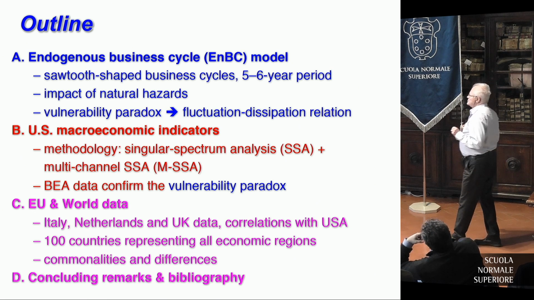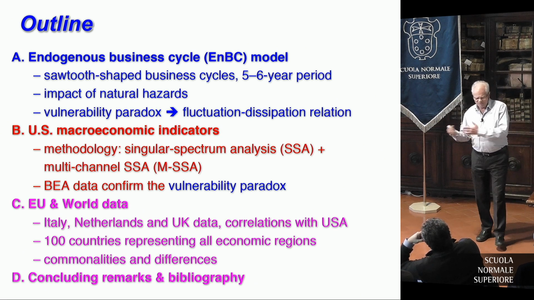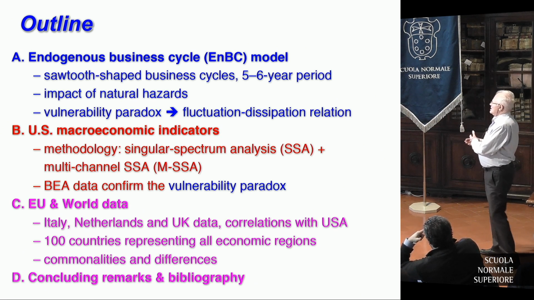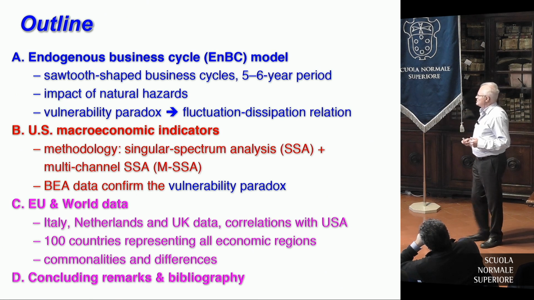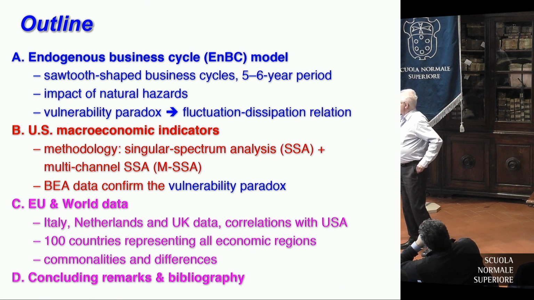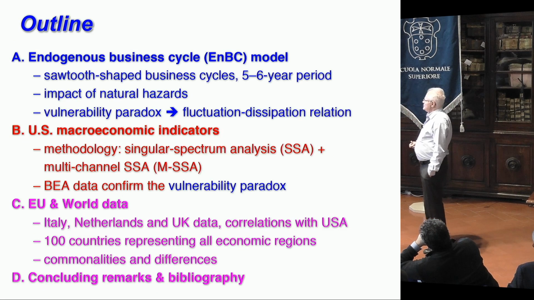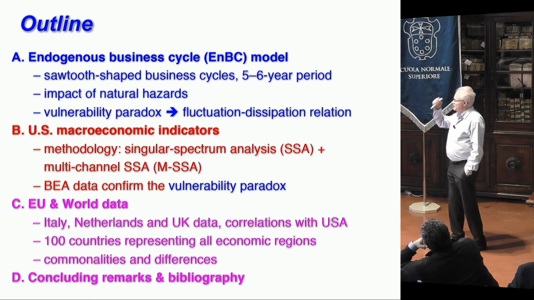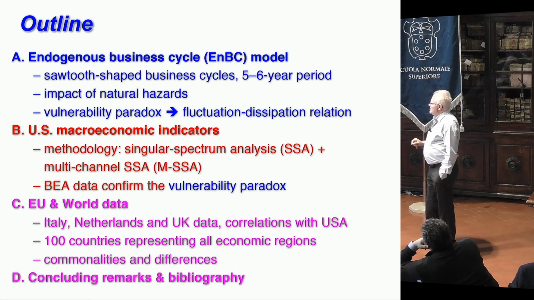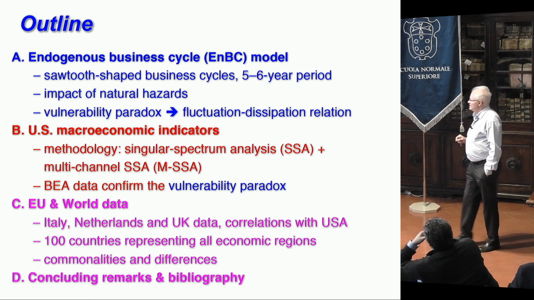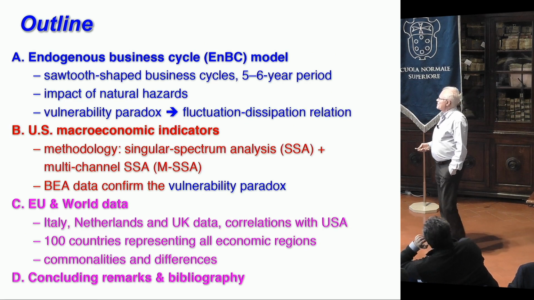And now we're coming to the really interesting part. In doing this modeling, we found a vulnerability paradox, which led me to formulate this hypothesis of fluctuation dissipation being present in the economy as well as in the physical processes. And then we went, of course, to check with the best macroeconomic indicators we could find, US macroeconomic indicators, with this methodology that I'm going to outline to you, and then using the Bureau of Economic Analysis data to confirm the vulnerability paradox. And then we looked further to EU and world data, and I'll tell you a little bit about that and conclude with some remarks on bibliography.